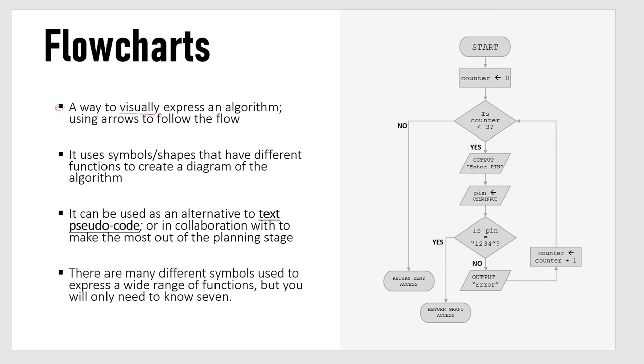Now the next point here says that it uses symbols and shapes that have different functions. So if you haven't figured out already, we use rectangles like this to assign variables with values. We use diamond shapes like this to check conditions. We use shapes like this one over here for input and output.